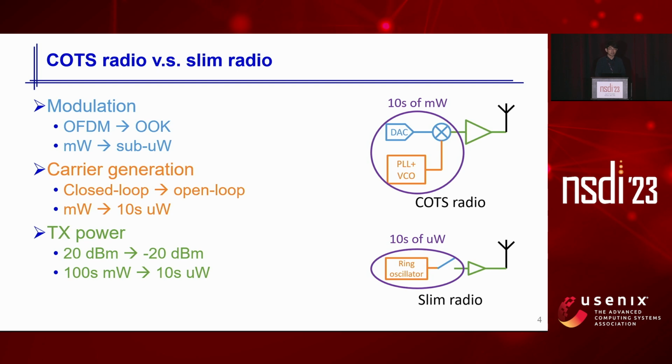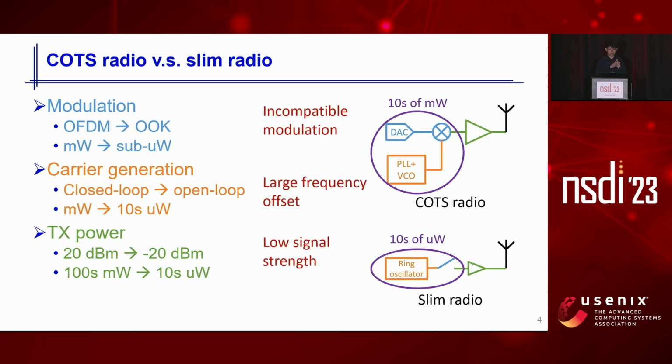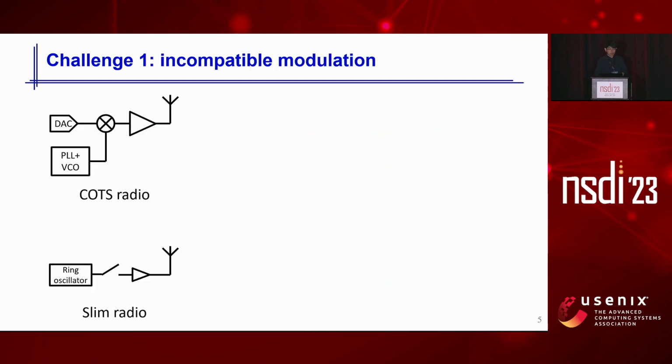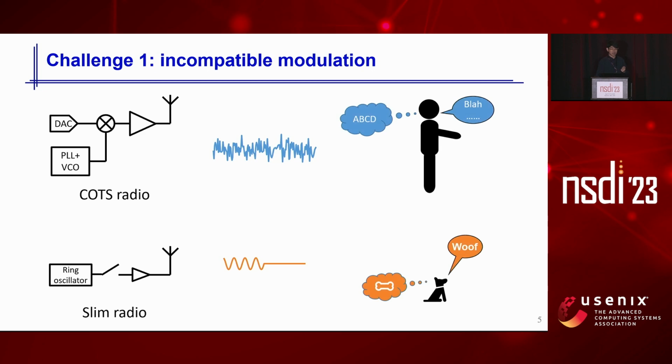However, this kind of low power is not achieved at no cost. These architectural modifications will introduce several challenges, such as incompatible modulation, large frequency offset, and also low signal strength. Due to time restrictions, I will mainly focus on the first challenge. Please refer to our paper for how we deal with the last two. The incompatible modulation means that the slim radio cannot generate the complicated waveform like what the commercial off-the-shelf radio does. A quick analogy for this case is like our pet cannot speak the same kind of language as what we can.